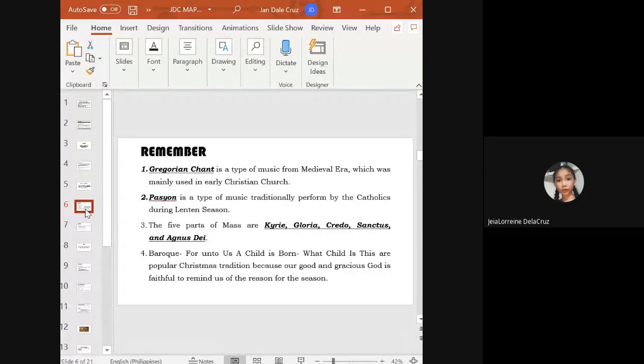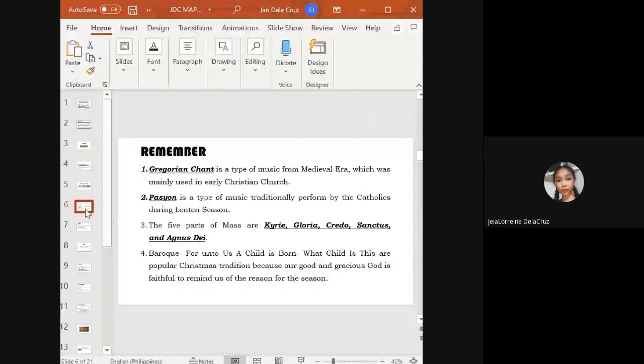Gregorian chant is a type of music for medieval era, which was mainly used in early Christian church. Passion is a type of music traditionally performed to Catholics during Lenten season. The five parts of Mass are Kyrie, Gloria, Credo, Sanctus, and Agnus Dei. Baroque, For Unto Us a Child Is Born. What Child Is This? Our popular Christmas tradition, because our good and gracious God is faithful to remind us the reason for the season.